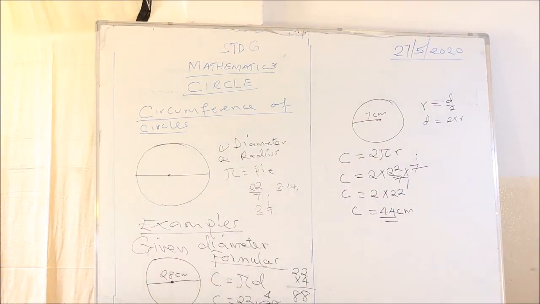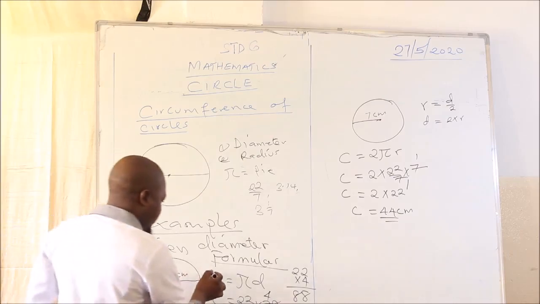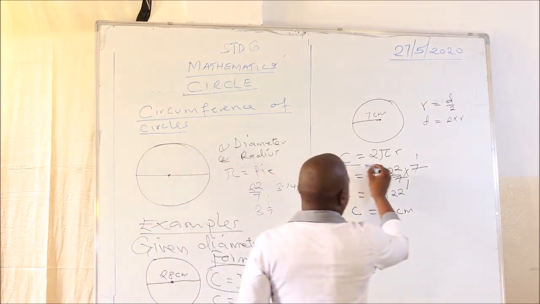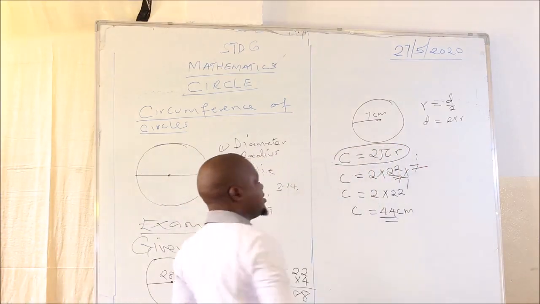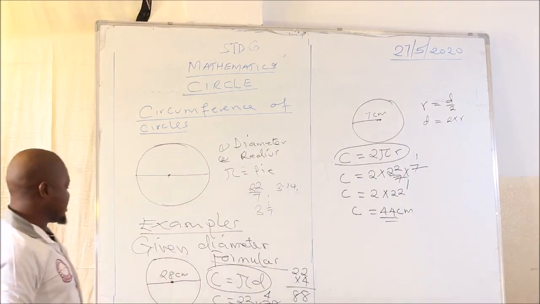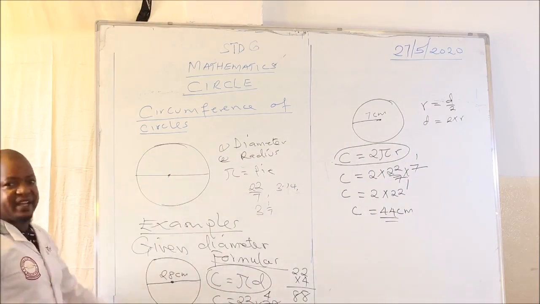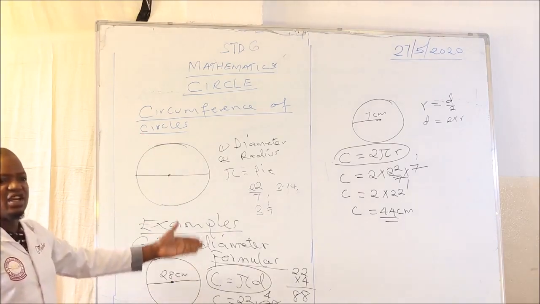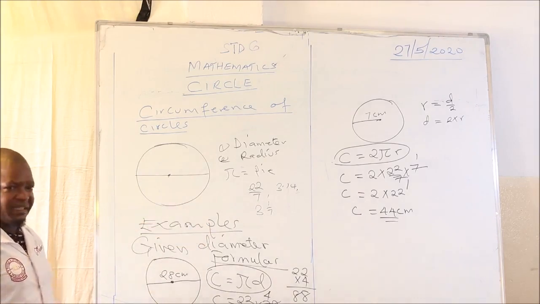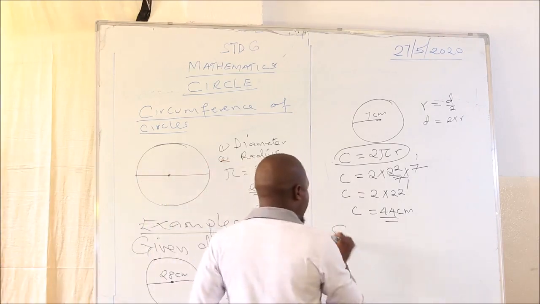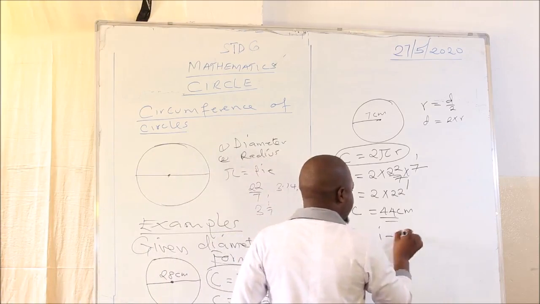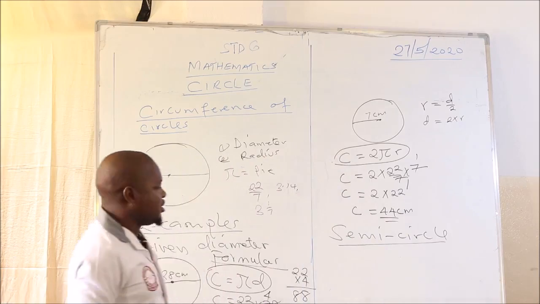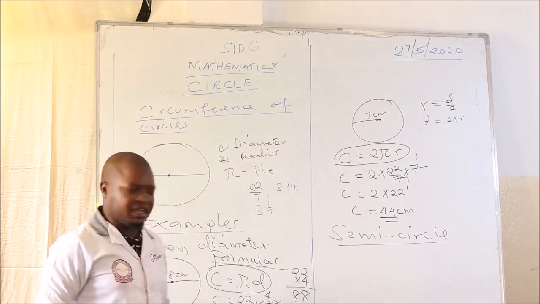So, more importantly, what I want to insist on is the formula, the formula that we use. So that's how we can find the circumference of a complete circle, either given the radius or given the diameter. Let us look at a semicircle, also known as a half circle.